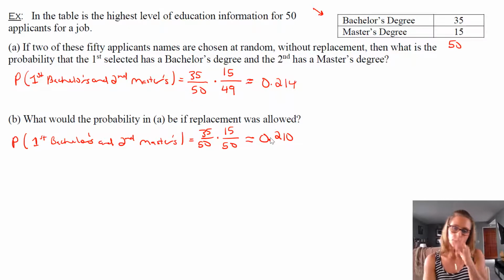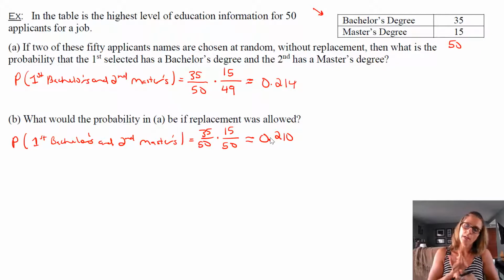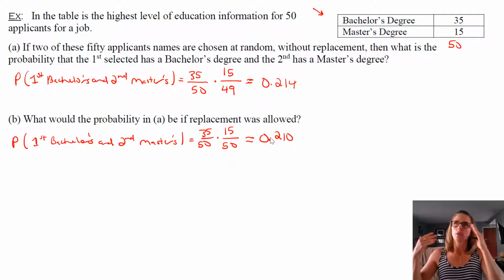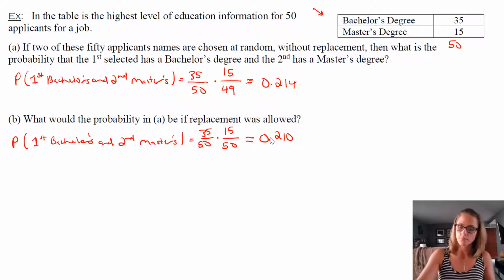The reason that we bring up this problem is because I want you to notice these are very, very close numbers. I mean, the difference is just one value in a denominator. And so in looking at this, you can see that sometimes with or without replacement, answers are still very similar. The larger the sample size, or I should say the larger the population, the closer those numbers are going to be when you take samples and do things like this.